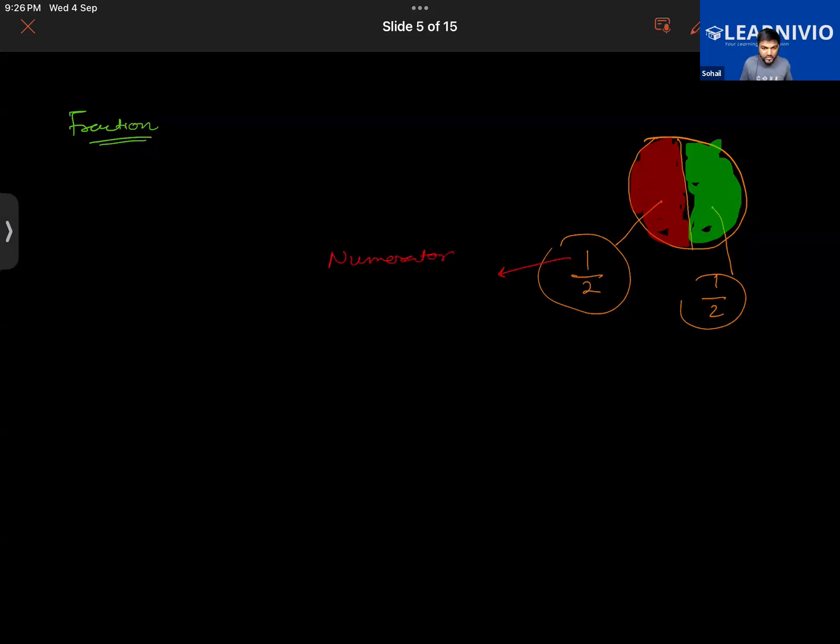The down number is called the denominator. Exactly, Habib. You have a doubt: they do something like 1 by 5 plus 5 by 2. So you have a doubt in the addition of fractions, and subtraction also. Okay, then let us learn about the addition of the fractions.